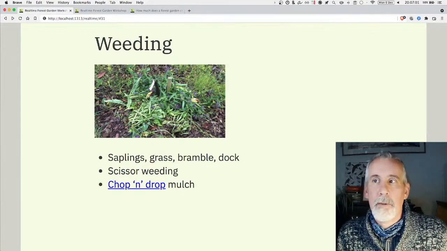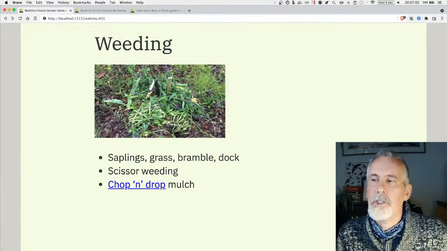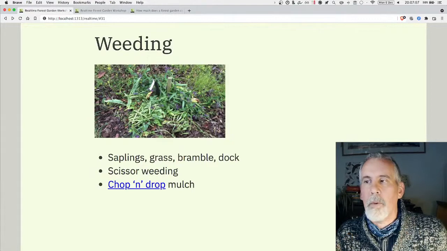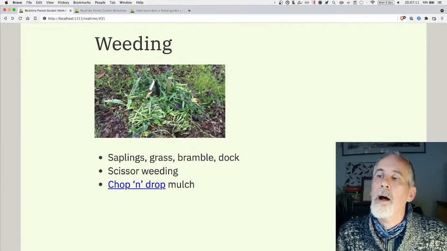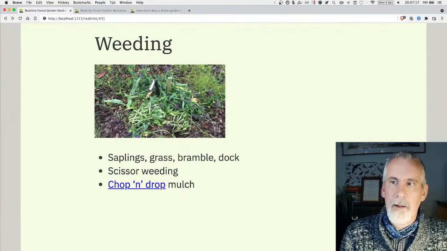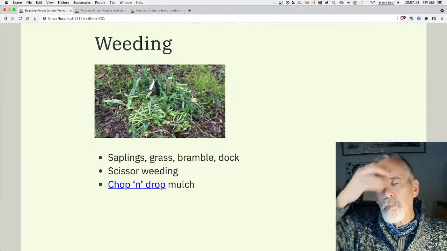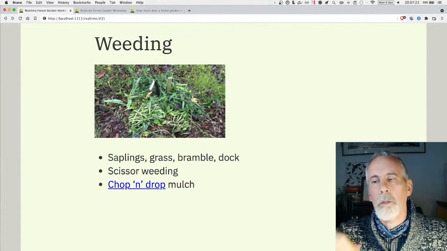We get grass coming through, but also saplings like sycamore, particularly sycamore and ash. Bramble comes up everywhere, and dock. Those are the 4 kind of ones that around here we get rid of. Scissor weeding is like, I'm not too fussed about dandelions depending where they are. Creeping buttercup, things like that, you can hike them out. Scissor weeding is when you cut the top off rather than disturb the soil and pull the whole plant out.